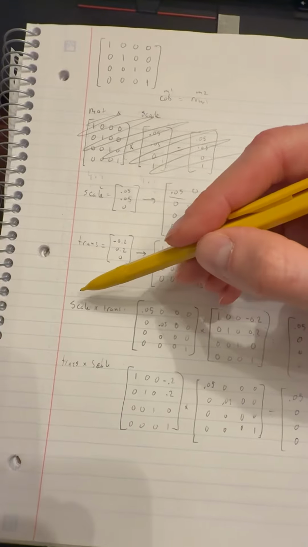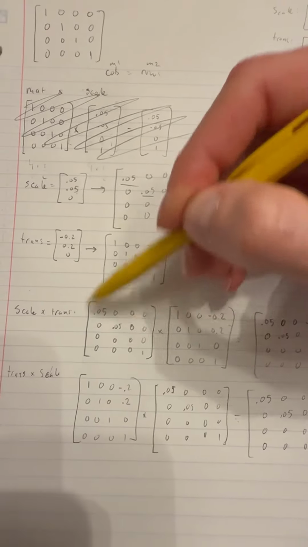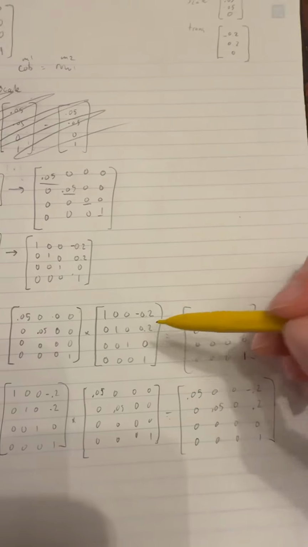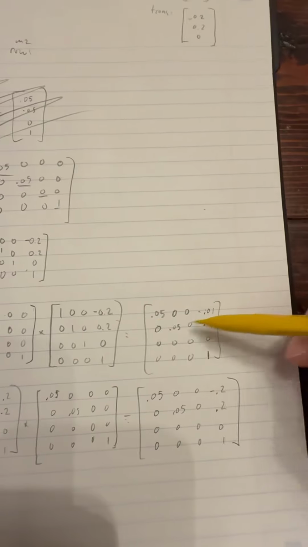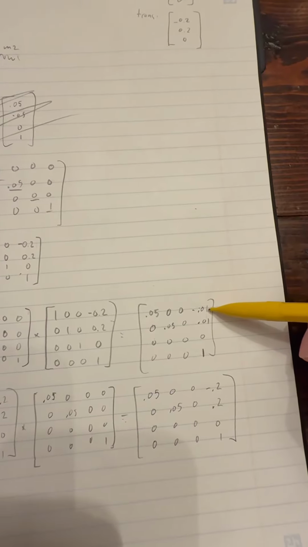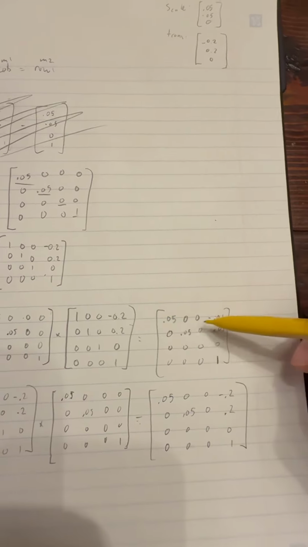So I said, okay, what happens if we do scale times translation in that order? You can see here, scale, this just brought down here, this brought down here, gives us this result here. And you can see this is problematic because our translation is 0.2, negative 0.2 and positive 0.2. And over here, we end up with negative 0.01 and positive 0.01. So that's obviously not the right value.